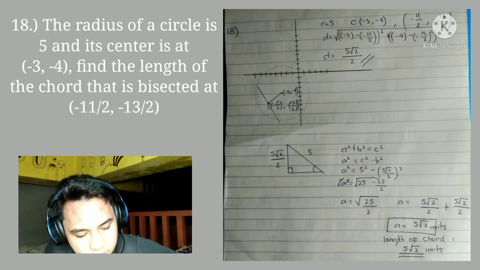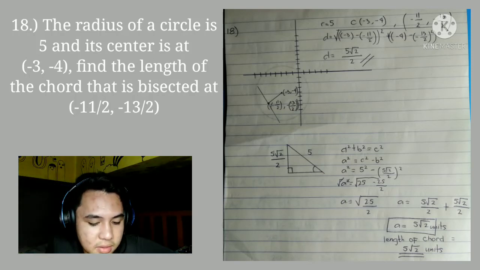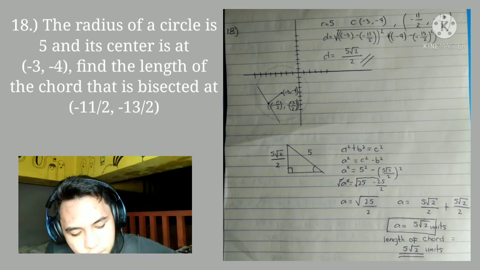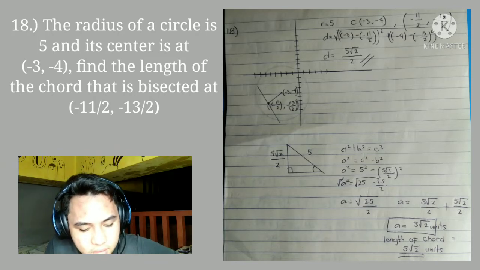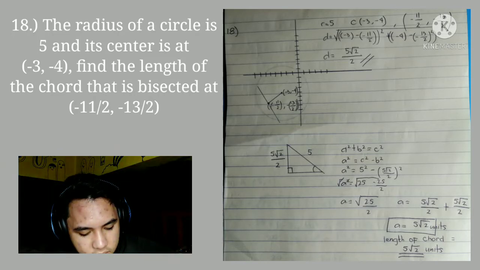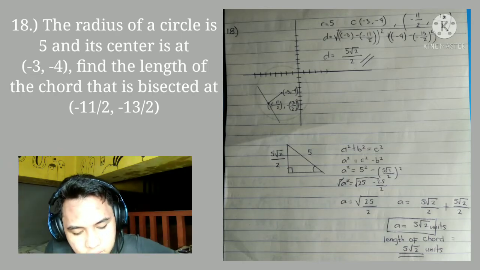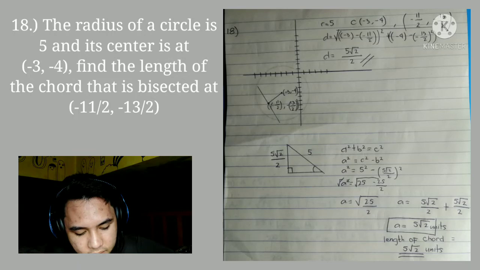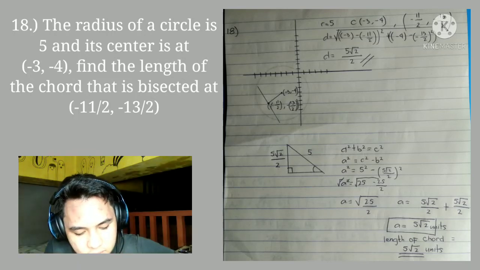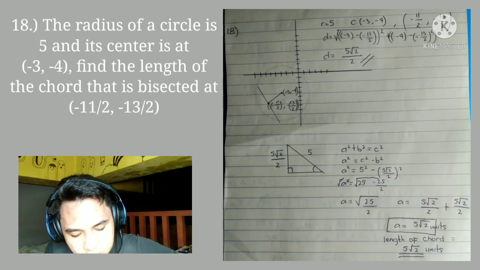So we have now the hypotenuse and the opposite, so we can use the formula a squared plus b squared equals c squared. Now it is going to become a squared equals c squared minus b squared. So if we substitute, a squared is equal to 5 squared minus (5 square root of 2 over 2) squared. So we square both sides so that we can cancel out the square root. So we will now have a equals square root of 25 over 2. So if we plug this in our calculator, we will get 5 square root of 2 over 2.